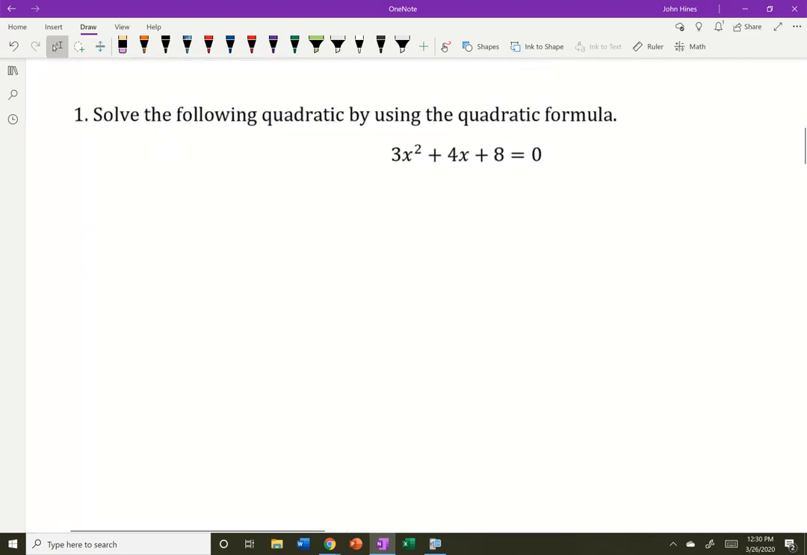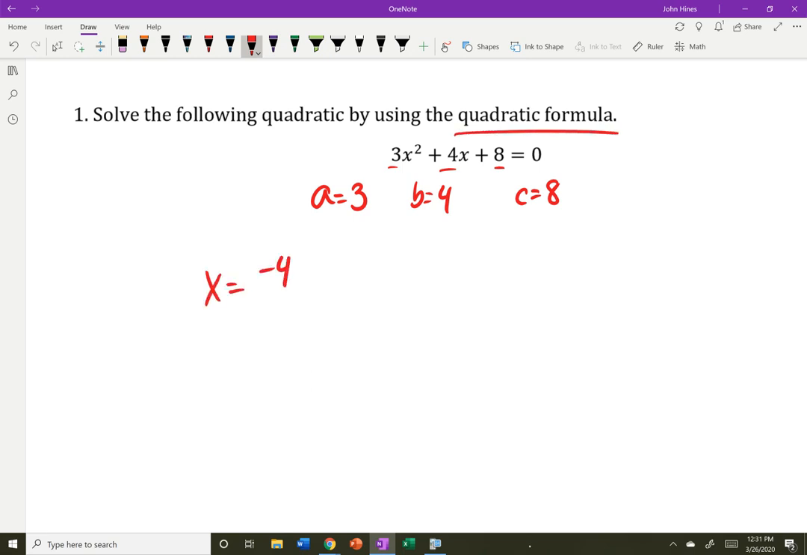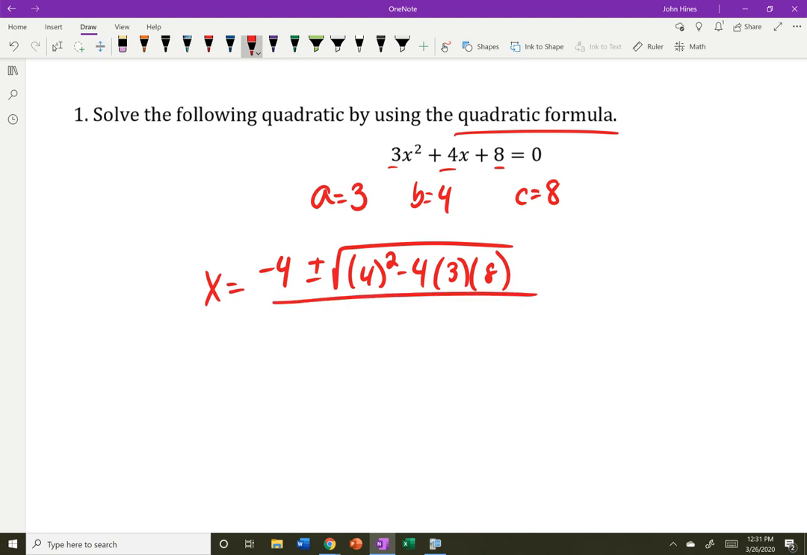Solve the following quadratic by using the quadratic formula. Well, it's set equal to 0, so we just need to pick off those three numbers. A equals 3, b equals 4, and c equals 8. And our solutions are in the form of x equals negative b plus or minus the square root of b squared minus 4 times a times c all over 2 times a.